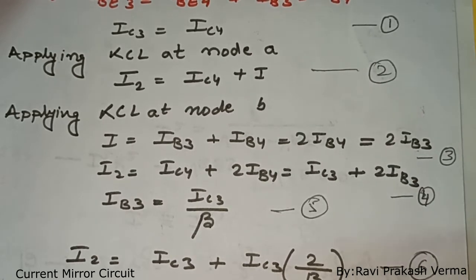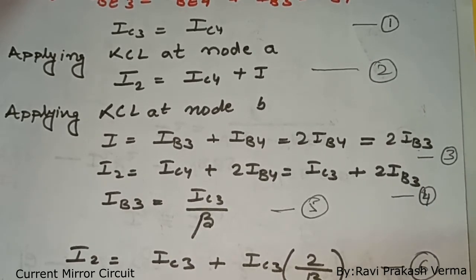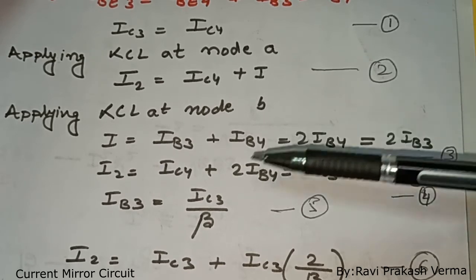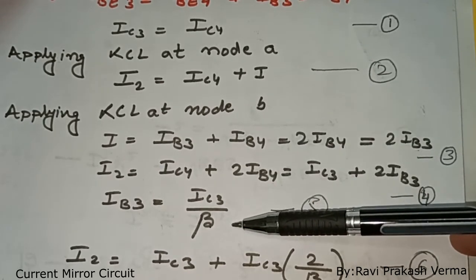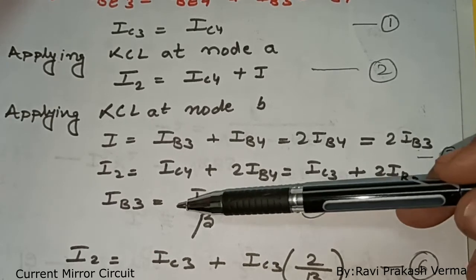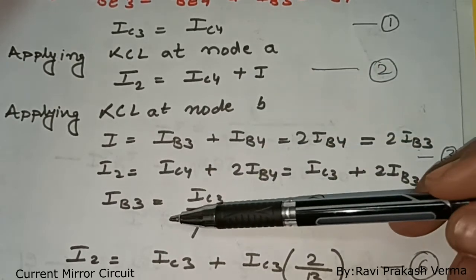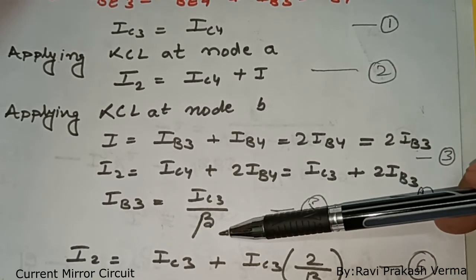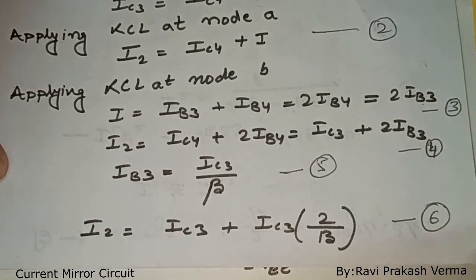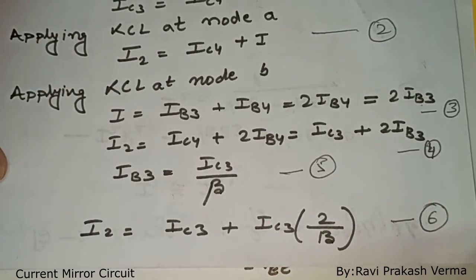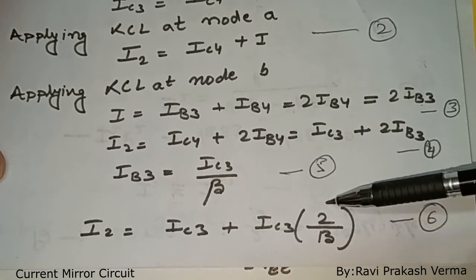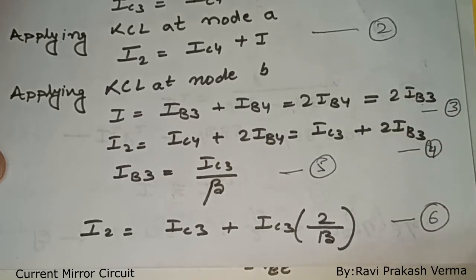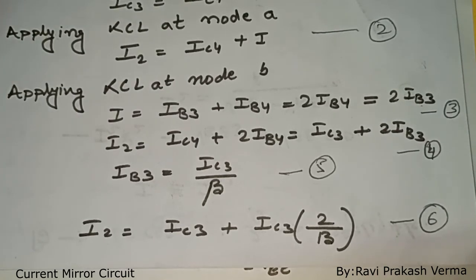We know that there is a relation for the current gain for the common emitter configuration, which is beta, and beta is equal to IC over IB. For that, I have written IB3 is equal to, for the Q3 transistor, IB3 is equal to IC3 upon beta. For the common emitter configuration, beta ranges from 50 to 400 approximately.